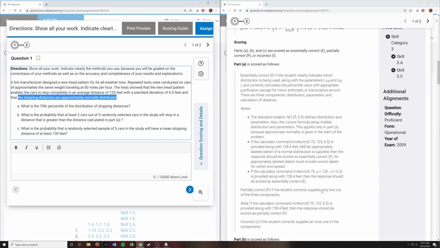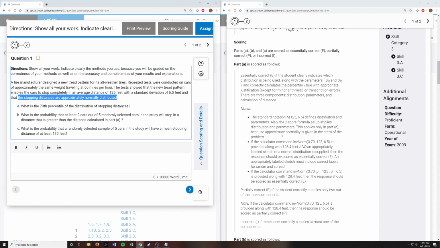It's partially correct if you only do 2 out of those 3 things. So if you were to put in inverse norm here and you put the correct answer, you're going to get a P, even though that's correct. You need to either put the mean and standard deviation parameter symbols in there, or you need to provide your curve sketch. And it's incorrect if you only do one of these 3 things.